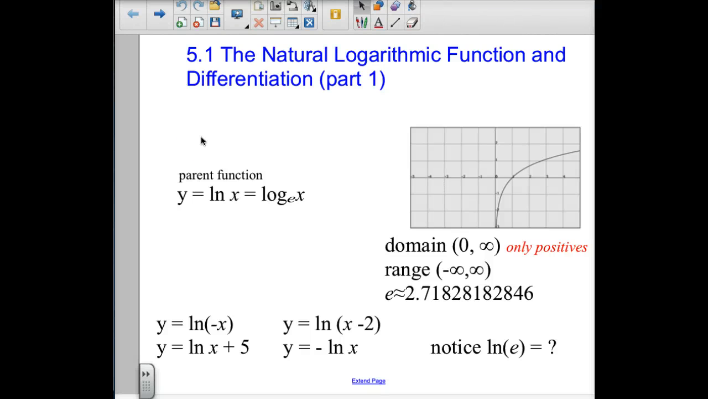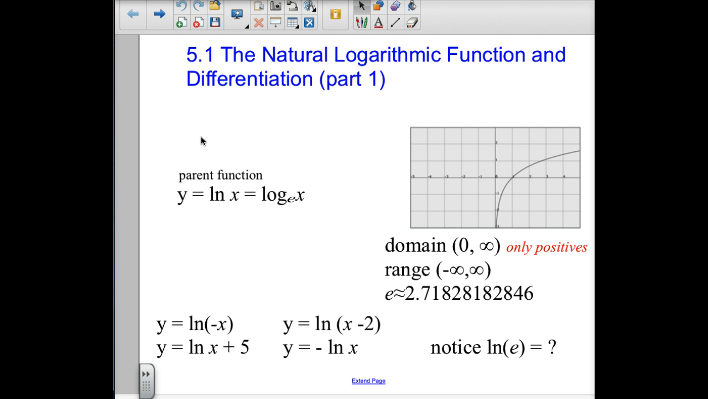Chapter 5, we'll be doing differentiation and integration of new functions. We'll be starting with the natural logarithmic function, and in part 1, just taking the derivative of it. So let's talk about that natural log function.